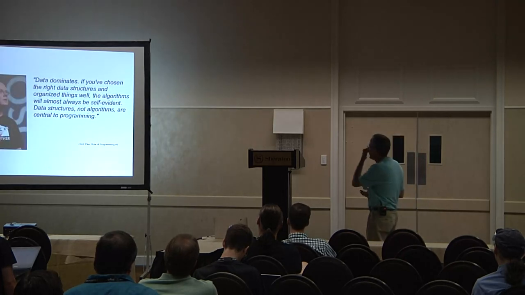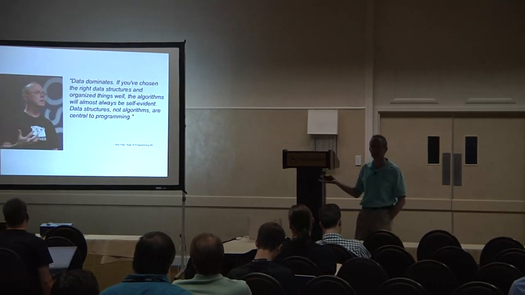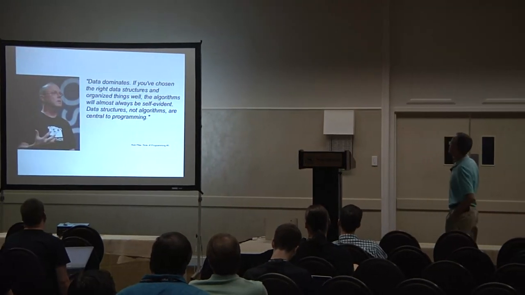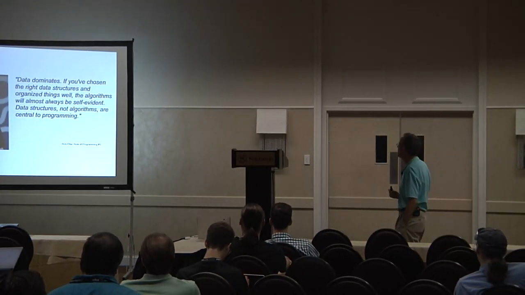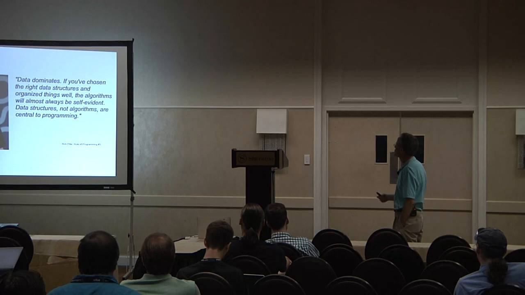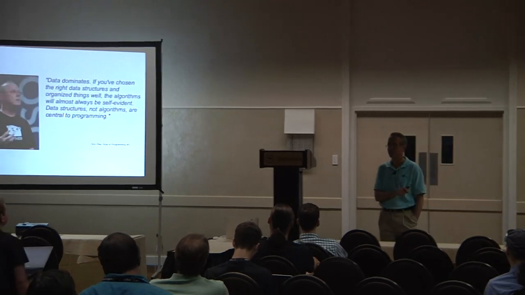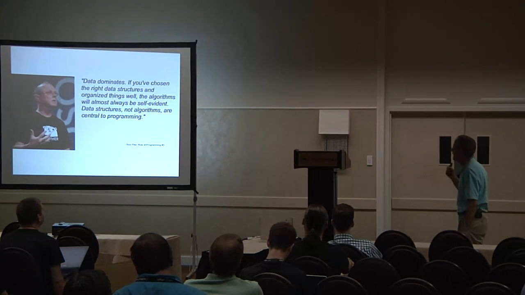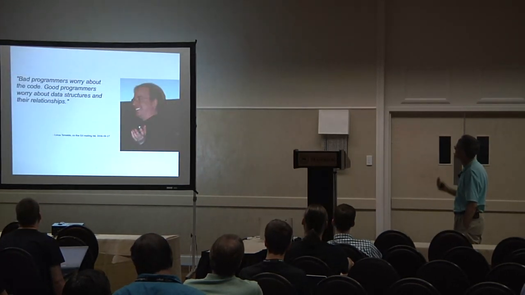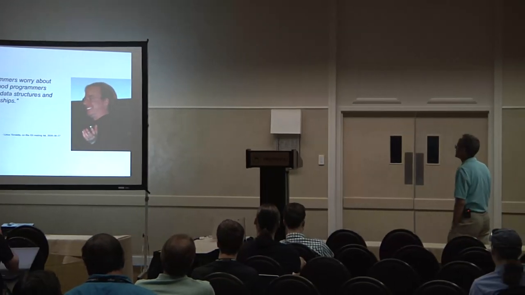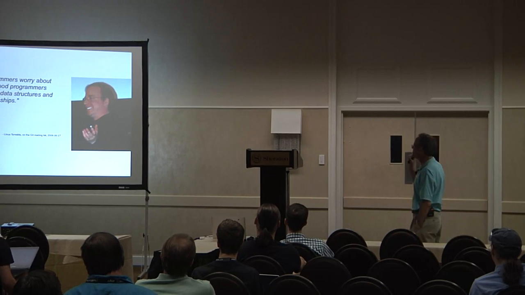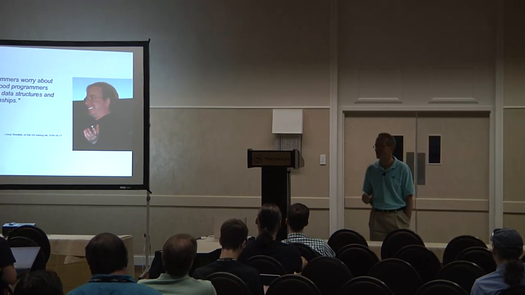Now, moving forward in time, Rob Pike says essentially the same thing. Data dominates. If you've chosen the right data structures and organized things well, algorithms will almost always be self-evident. Data structures, not algorithms, are central to programming. And this is a Linux conference after all, so of course we need to quote Linus Torvalds. Bad programmers worry about the code. Good programmers worry about data structures and their relationships.